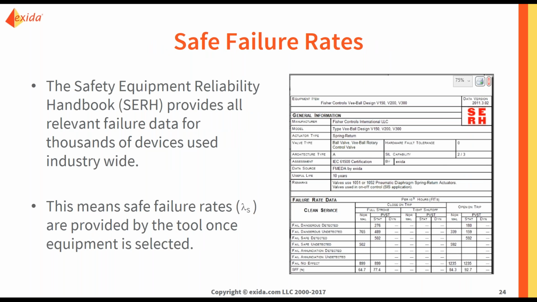Additionally, exSILentia will provide you with the safe failure rates you need. So we have what we call the Safety Equipment Reliability Handbook, which provides relevant failure data for thousands of devices used industry-wide. All you have to do is select your equipment in the tool, and every type of failure rate is provided. Now, this is a little bit rare. Sometimes manufacturers don't give out the safe failure rates of their devices. Again, people like to focus on those dangerous failure rates. But we now see the value of the safe failure rate, and if you're using exSILentia, you're going to have that information at your fingertips.